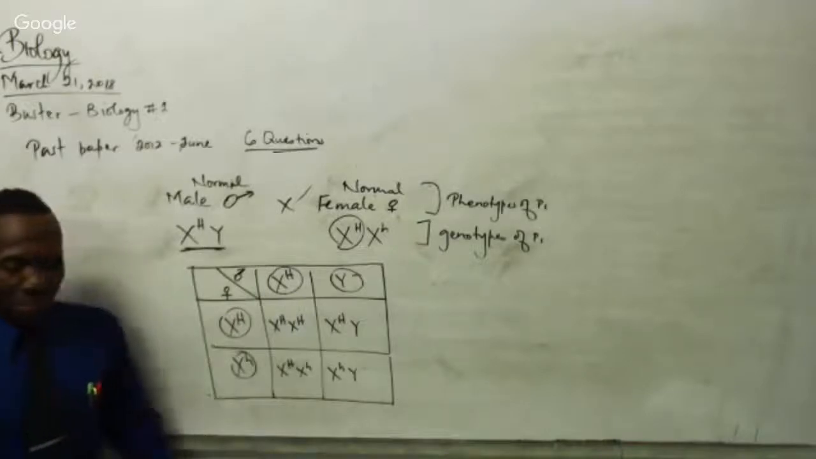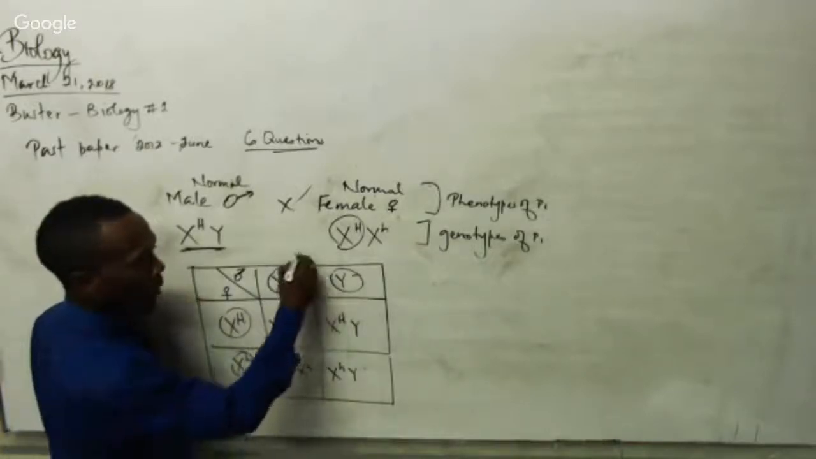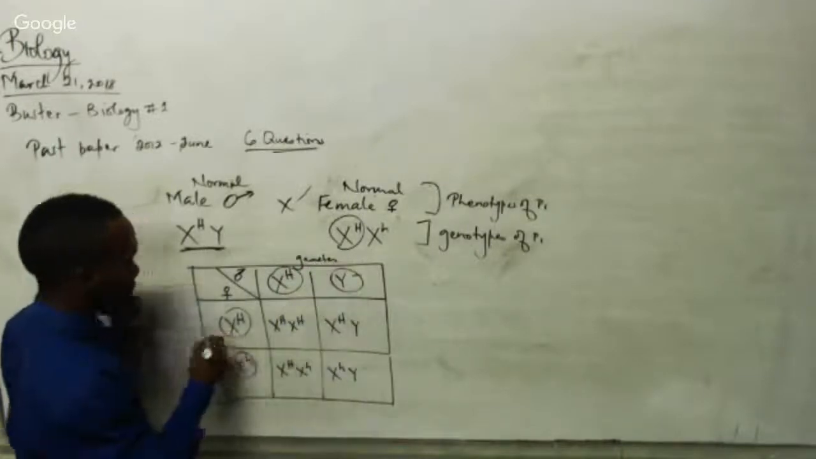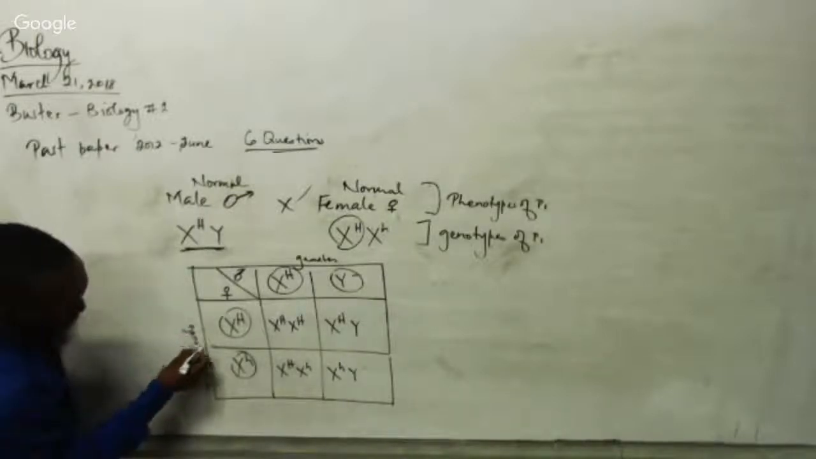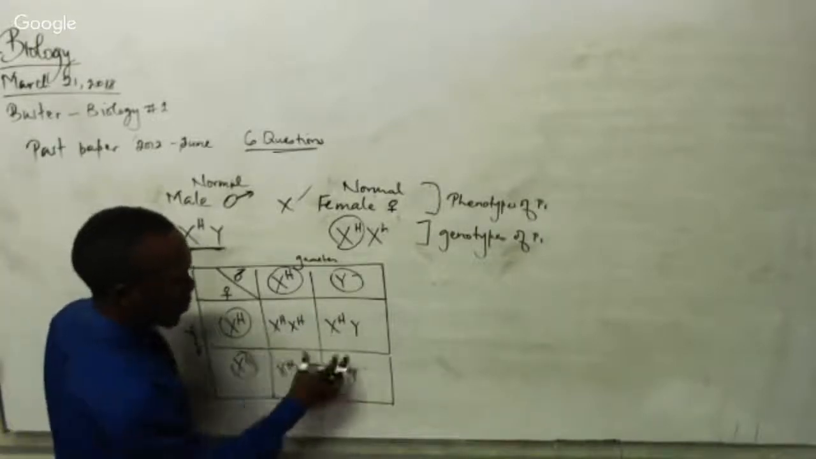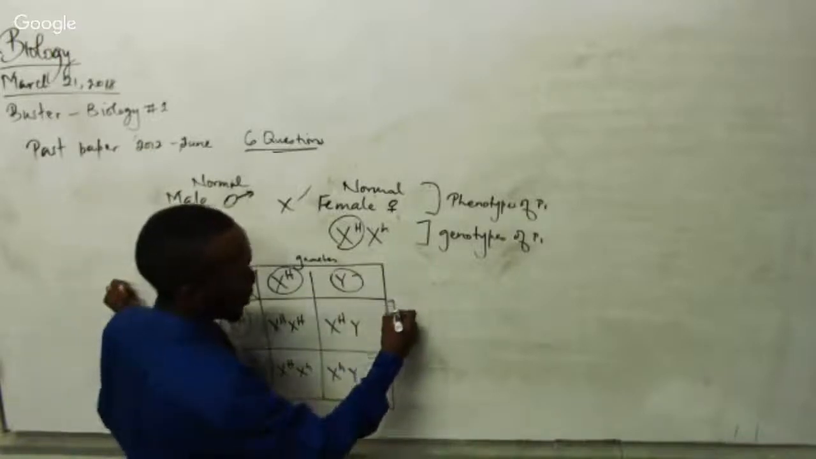Alright, so let me show you how you label this now. These are the gametes, right? So you put gametes. And these are gametes too. You're doing some more in the next class? Yes. And these now are your F1 genotype.